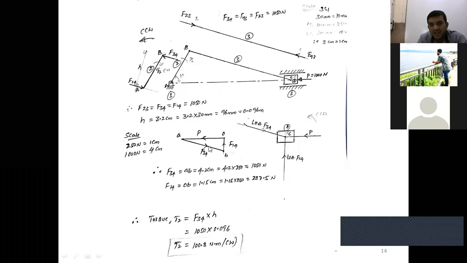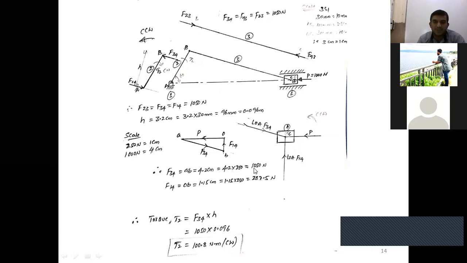Now measure the line AB. The line AB shows the magnitude of F34. F34 is equal to AB. How much did you get? 4.2 centimeter. And multiply by the scale. What is 1 centimeter equal to? 250 Newton. Then you will get F34 is 1050 Newton.